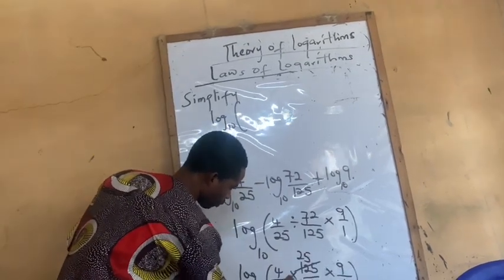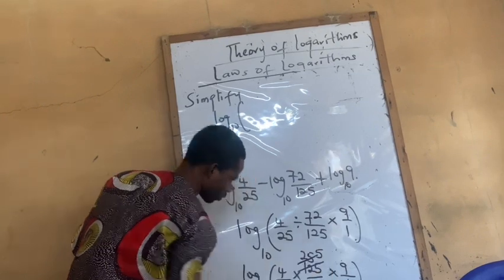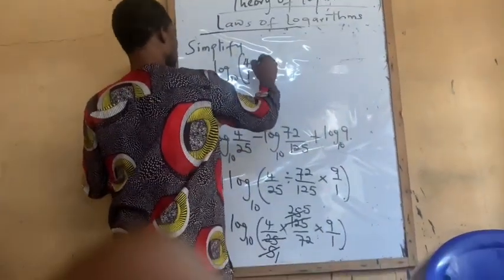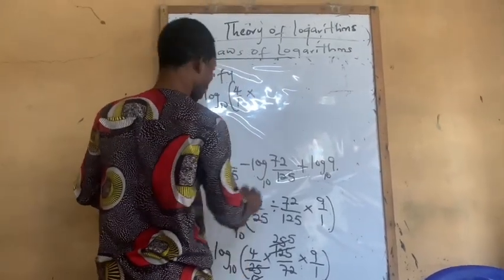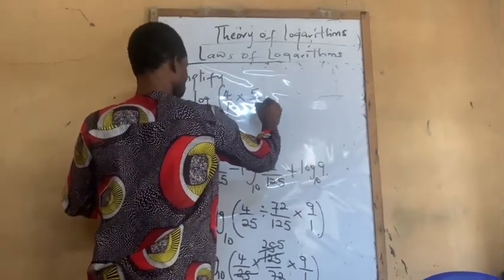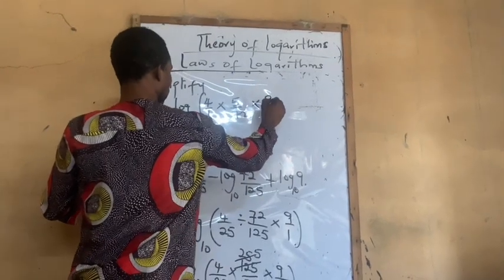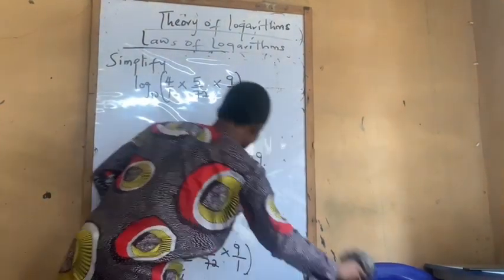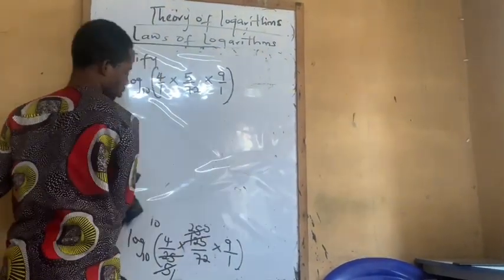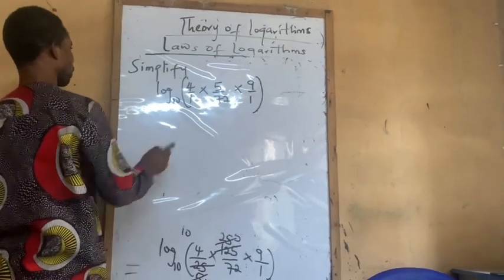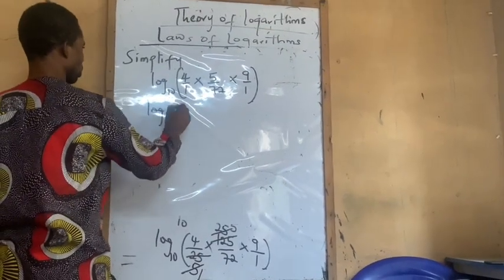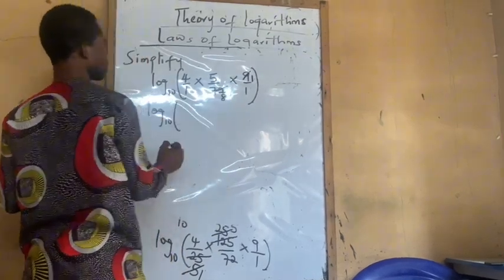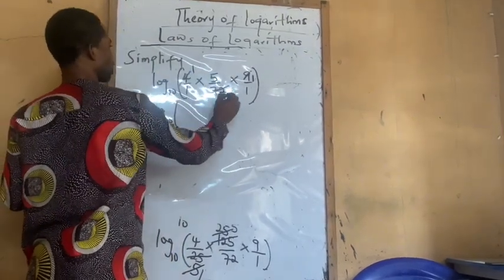5 in 25, 5 equals 1. 5 in 25, 5. So that means we are having 4 over 1 times 5 all over 72 times 9 all over 1. Then all over 1. So that means after that, having log, 9 a 1, 9 a 8, and 4 a 1, 4 a 2.